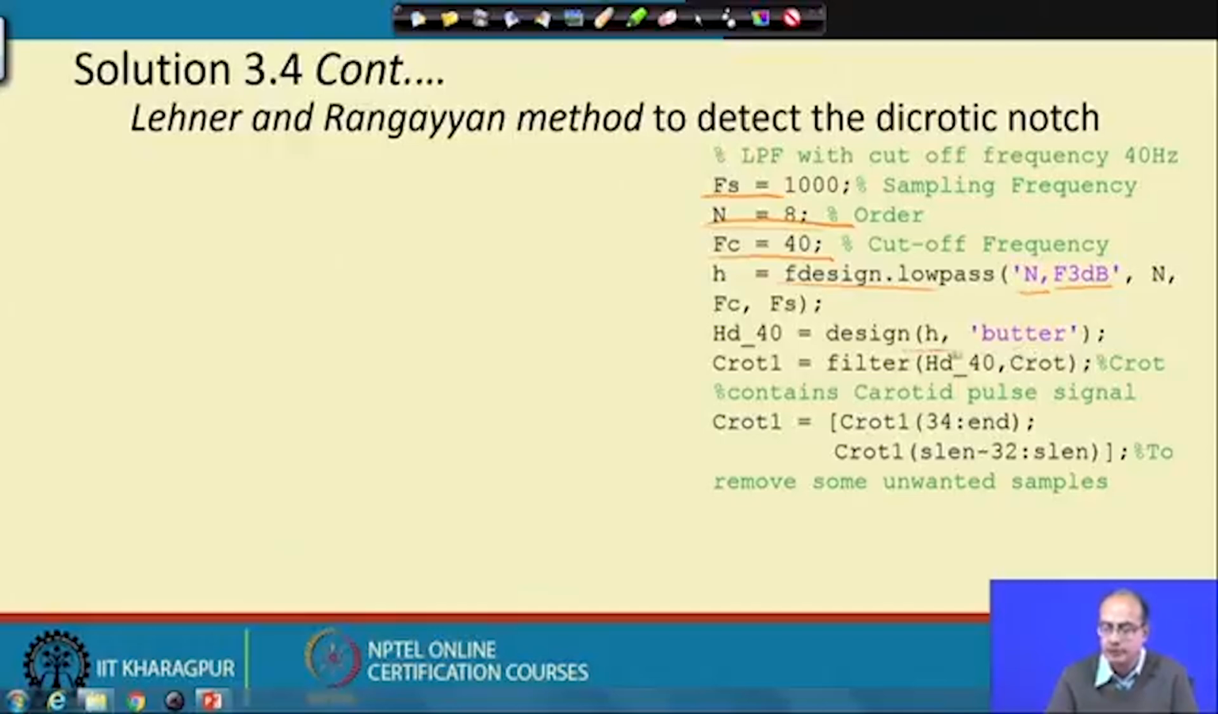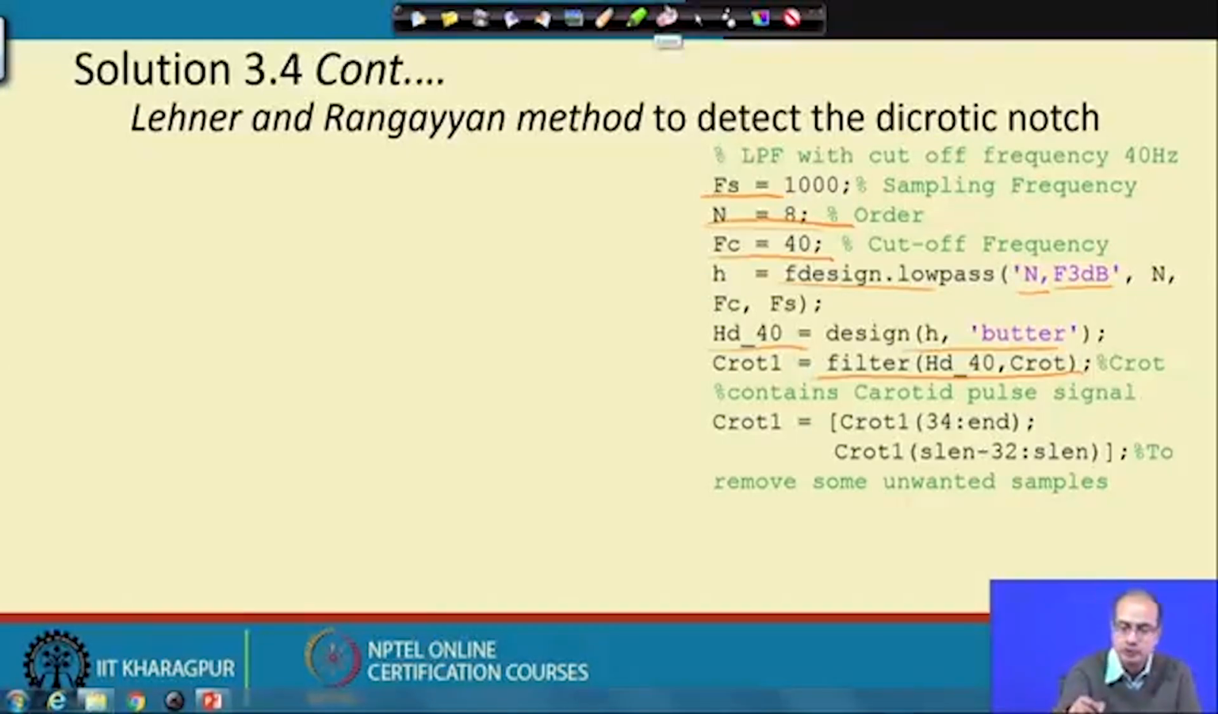Then we create the Butterworth filter of order 8 with cutoff 40, and we apply that to the carotid pulse, filtering the carotid pulse with the low pass Butterworth filter. At the end of it we get the signal, and we remove just some unwanted portion, keeping the 34 to end part.